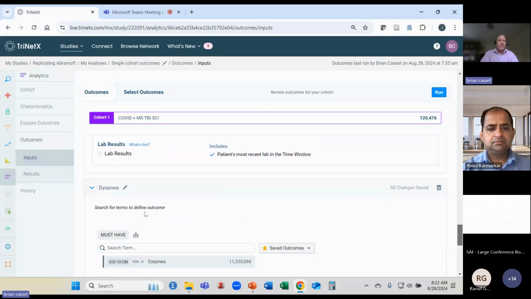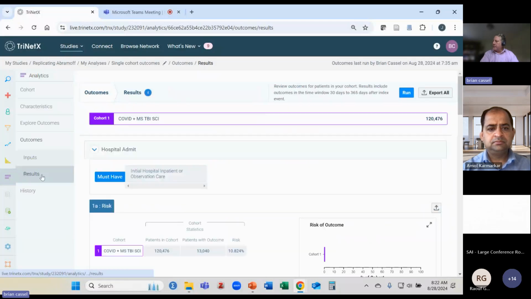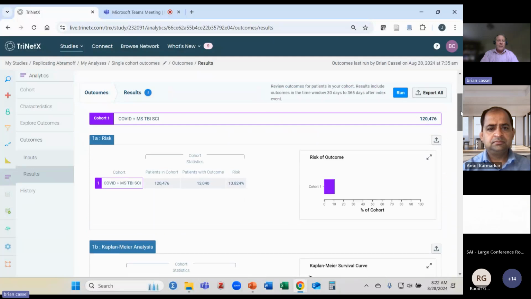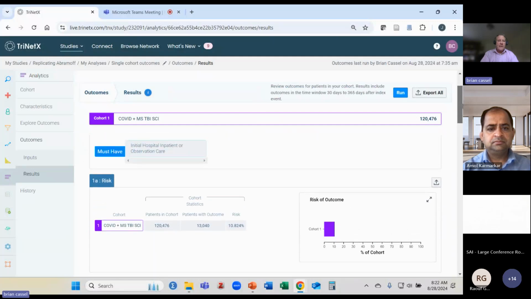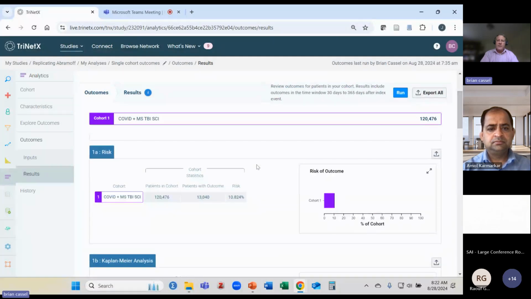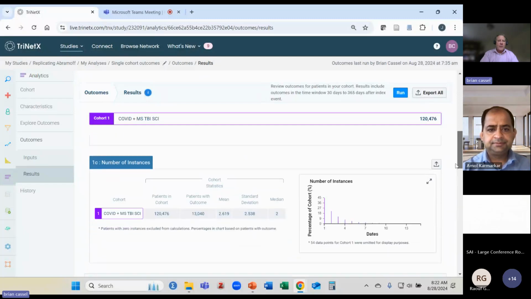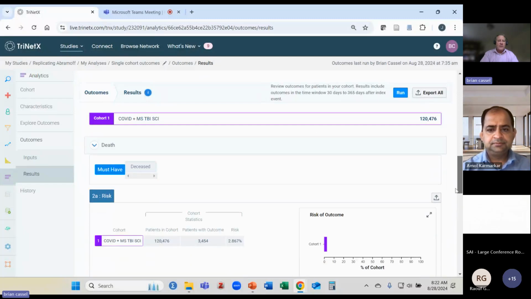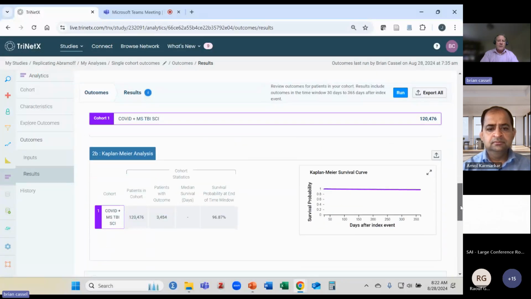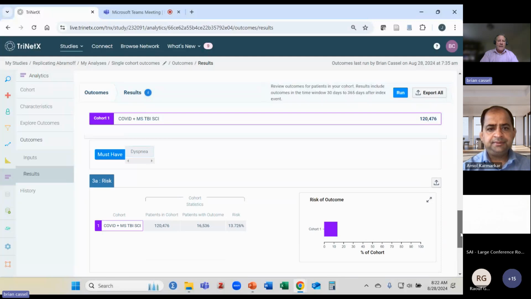and dyspnea, and then look at the descriptive results just for that one cohort to see what their risk of, so the first thing was hospitalization, 1 month to, I think I did 1 month to 1 year after the index event here. So 11% hospitalized. You can look at multiple hospitalizations and the time to event. 3% die. You can look at time to event for that. And 14% have dyspnea.